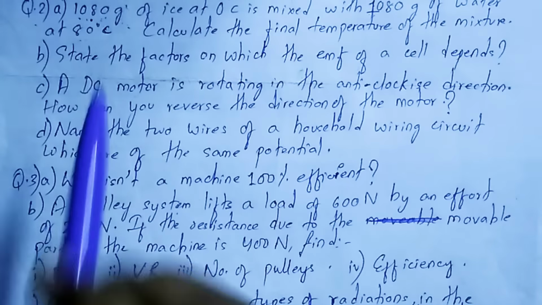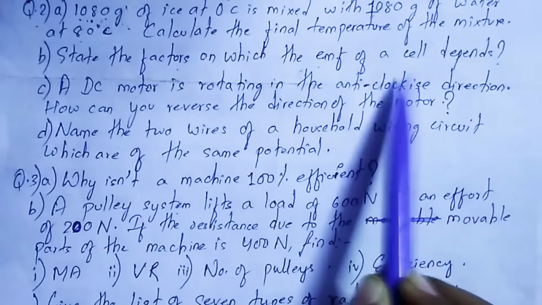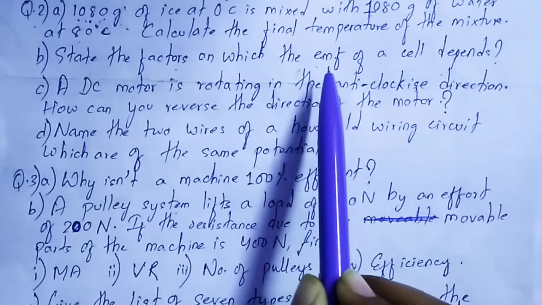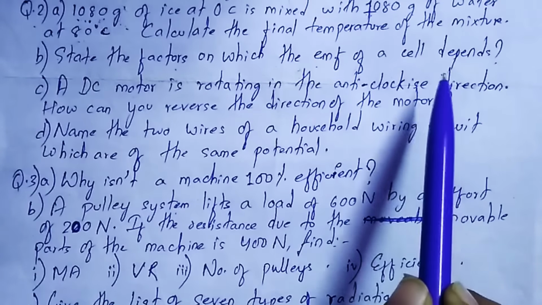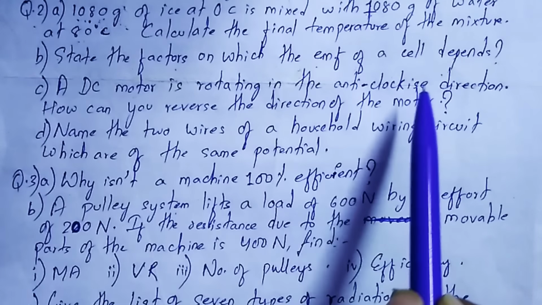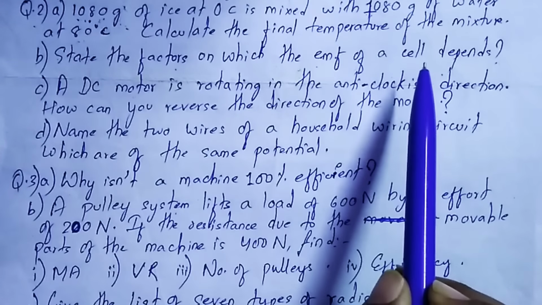Next question, number 2B. State the factors on which the EMF of a cell depends. So friends, the two factors on which EMF of a cell depends are the material of the electrodes and the electrolyte used in the cell. Material of the electrodes and the electrolyte used in the cell.